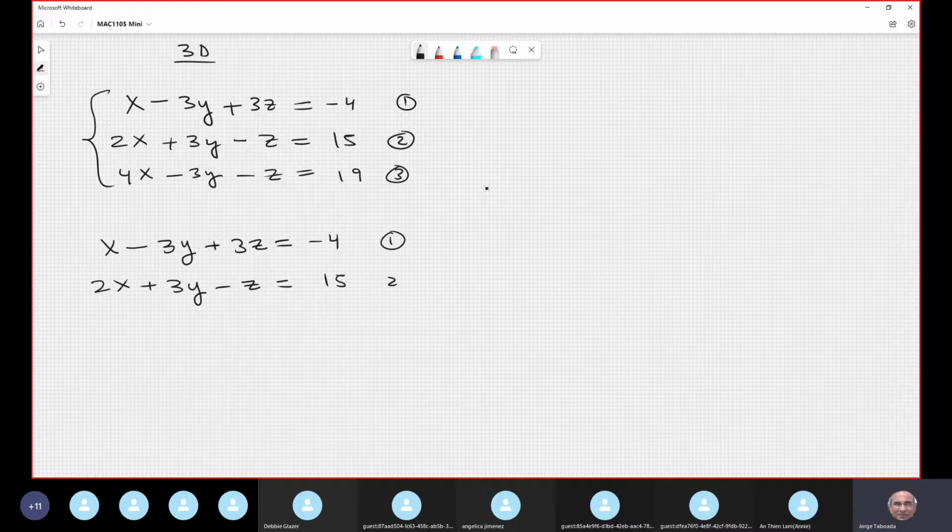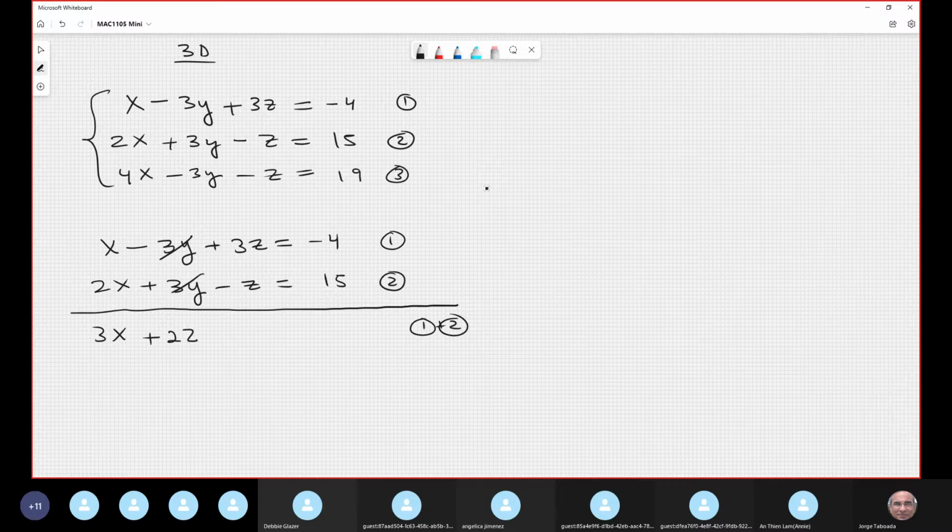Okay, super. And I select this one, not arbitrarily. I select it because I saw that negative 3y and positive 3y are ready for elimination. So when you add equation 1 plus equation 2, this is 3x, because 1 plus 2 is 3. The y cancels out. Okay, and 3 minus 1 is 2. And the right-hand side is 11 because 15 minus 4 is 11.